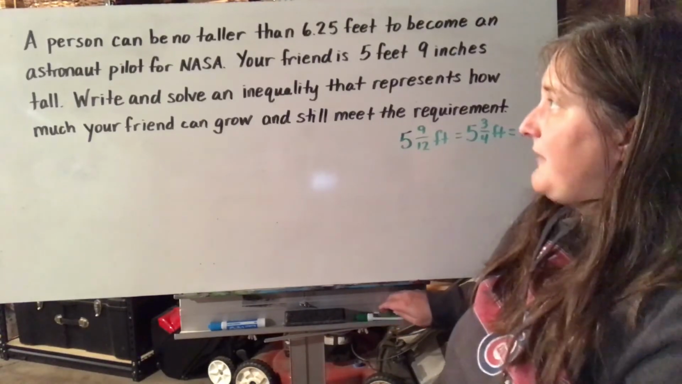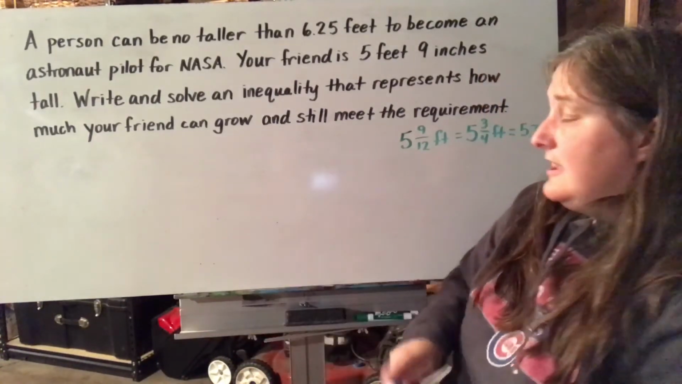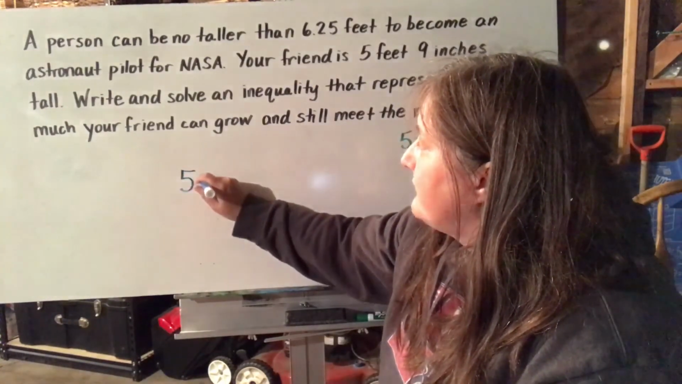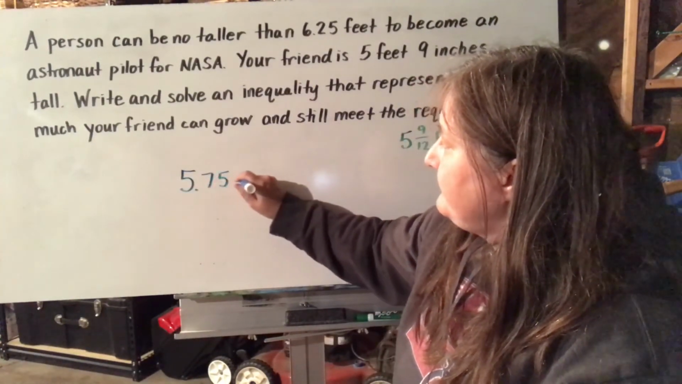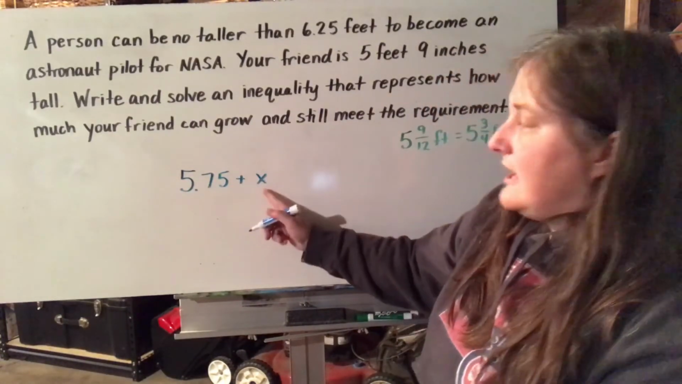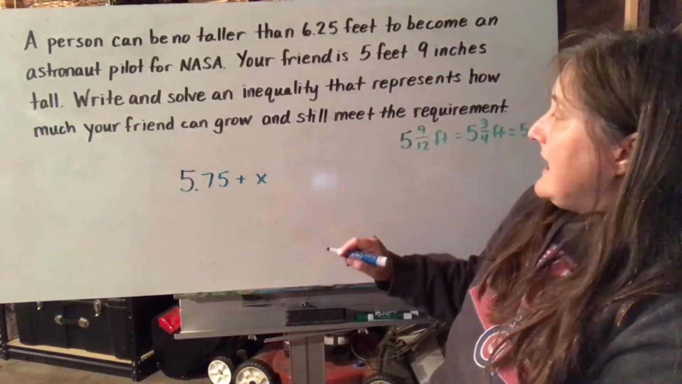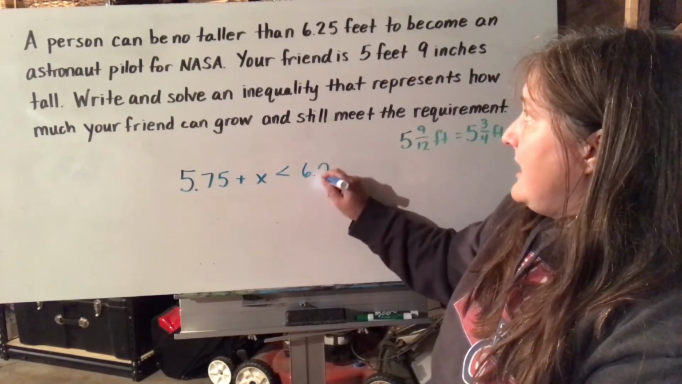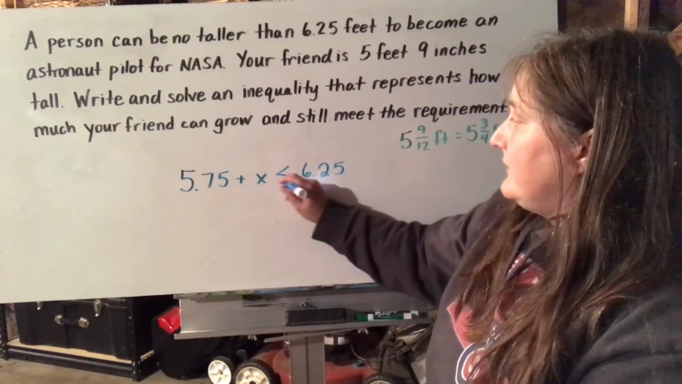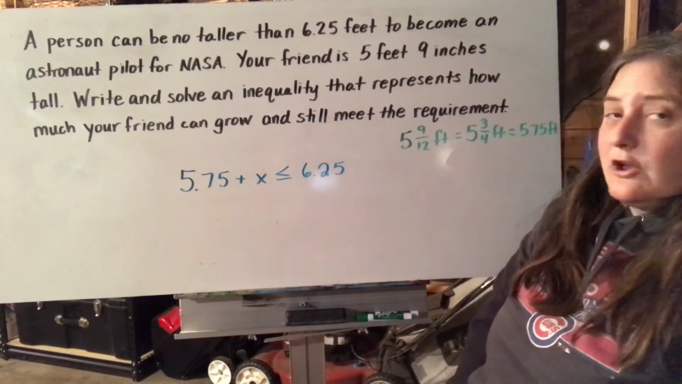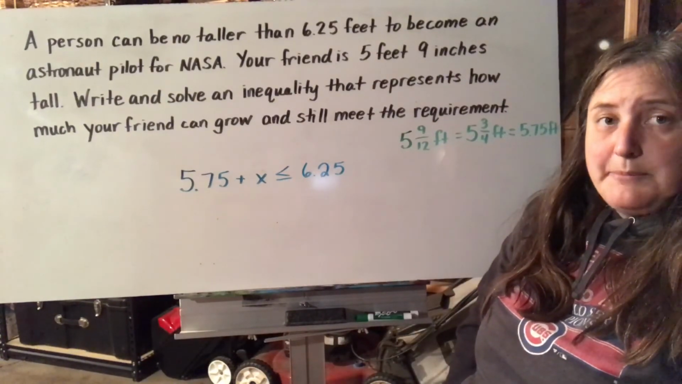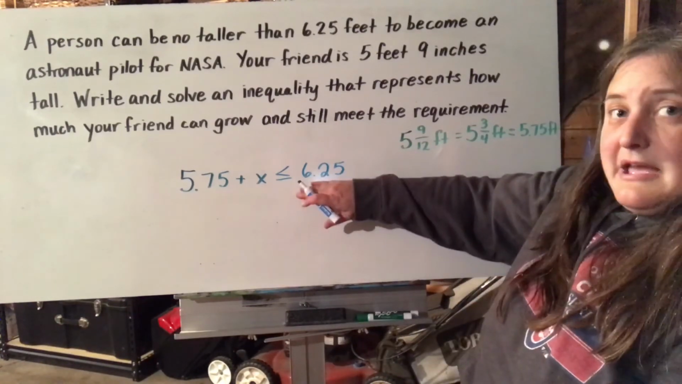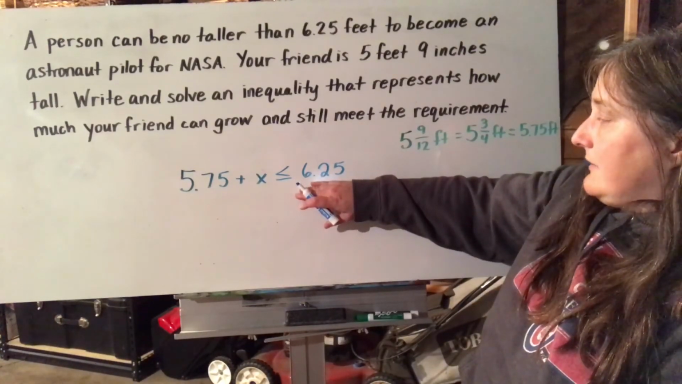So my friend is 5.75 feet, and we know he can grow a little bit, but we're not sure quite how much. So 5.75 plus, we'll call that amount he has to grow x, but he can't get greater than 6.25. He can be equal to 6.25, but he can't go over that. Otherwise, he can't be a pilot. He won't fit in the NASA shuttles. Therefore, this is the maximum height he can be in order to be that NASA pilot.